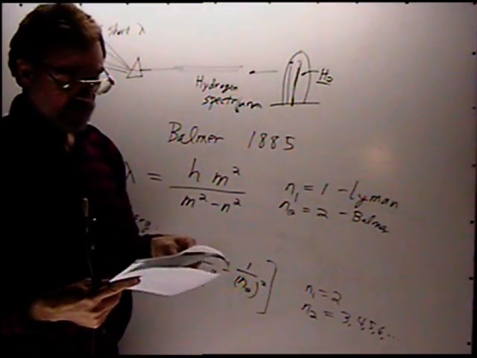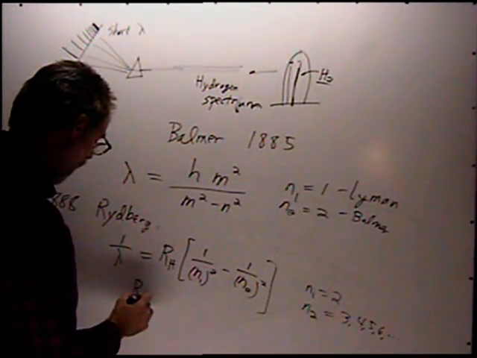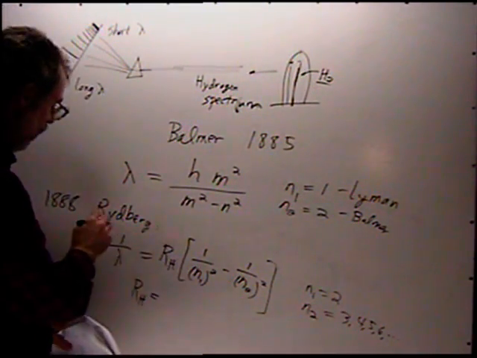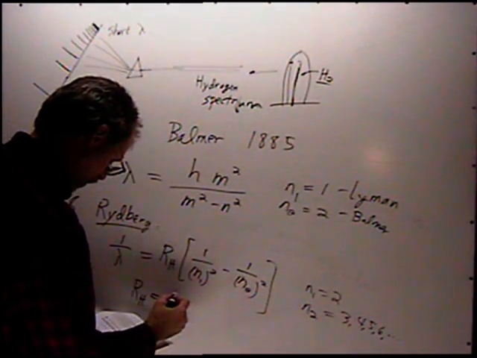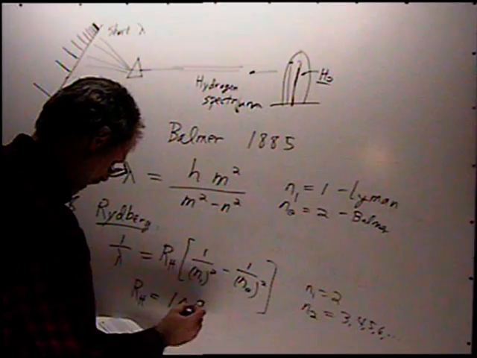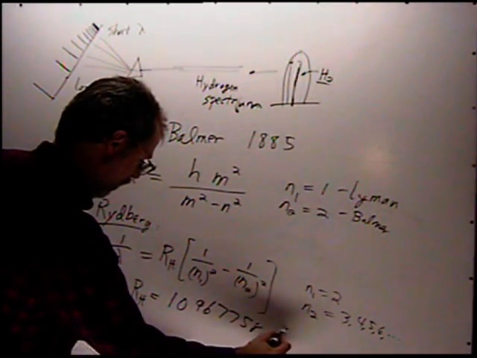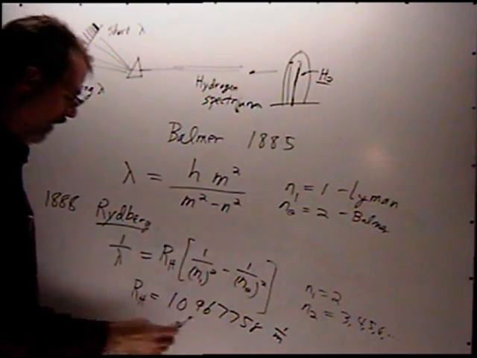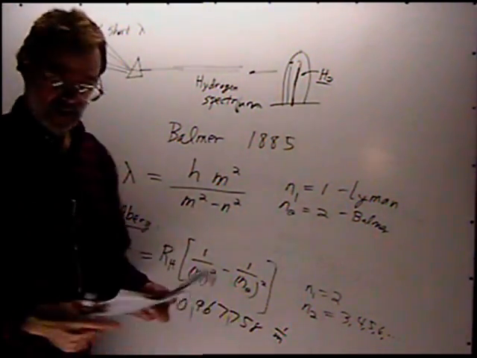Well, and this RH was a constant. We just call it the Rydberg constant, and that equals 1096778, and it's 1 over meters. Okay, so it's a very big number, and again, this is a constant.